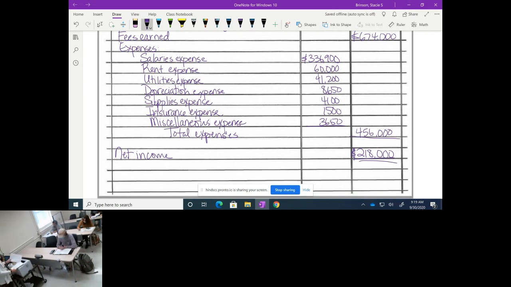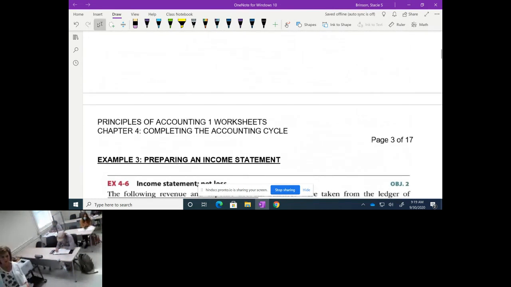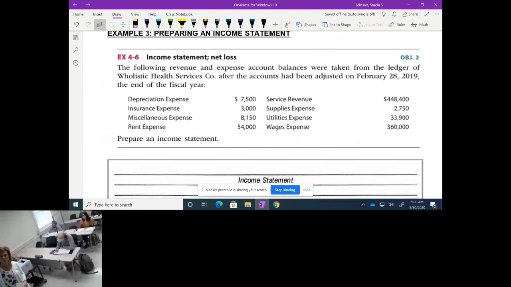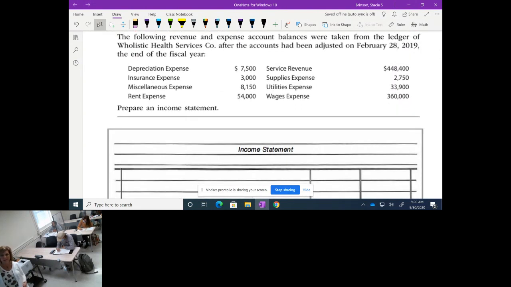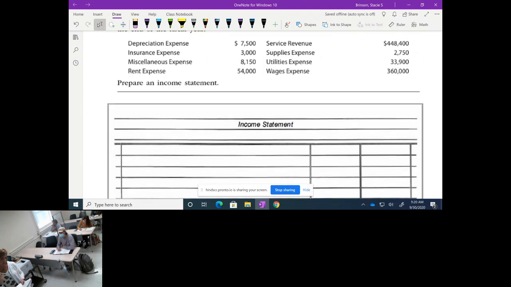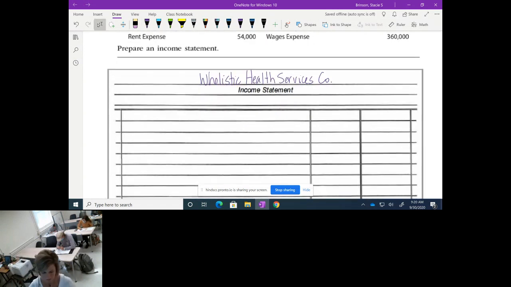And then we're going to do this next one where you actually have a net loss. I don't think we've done one yet that shows a net loss. On this one, we have revenue and expenses taken from the ledger of Holistic Health Services, after adjustments, February 28, 2019, the end of the fiscal year. So on this top line above the words income statement, what do we put? Holistic Health Services. Income statement, for the year ended February 28, 2019.